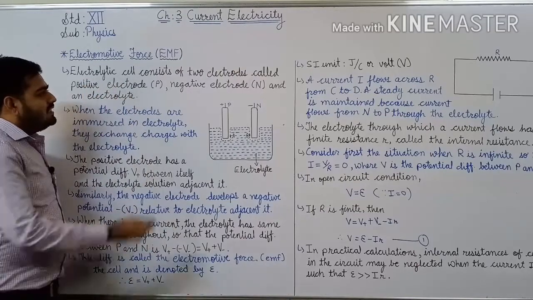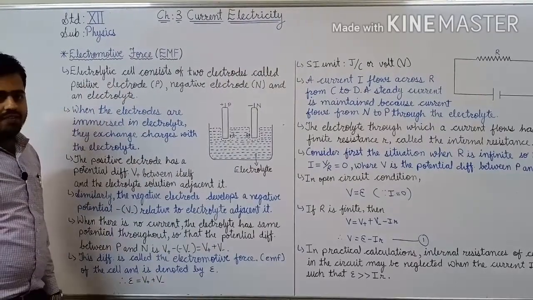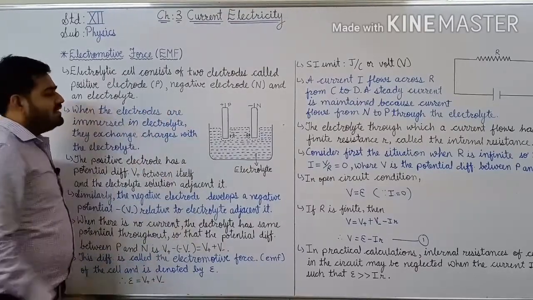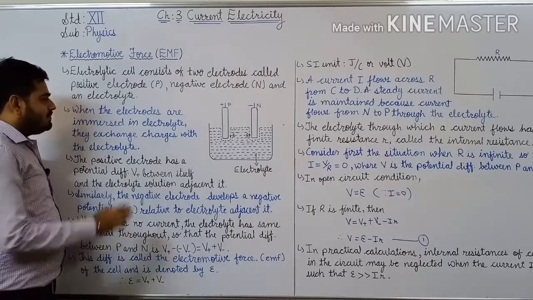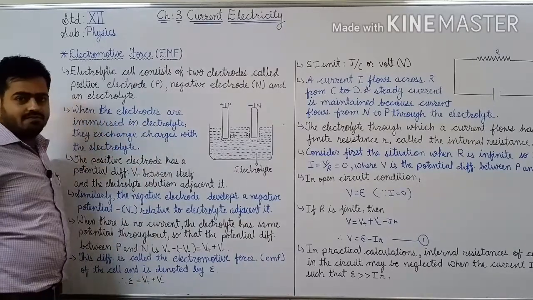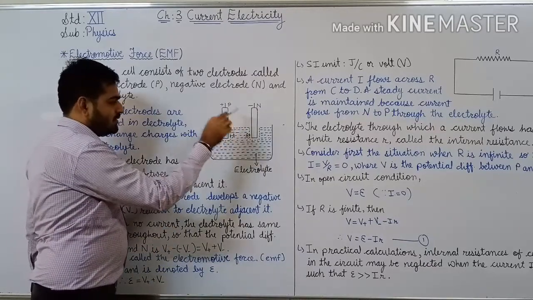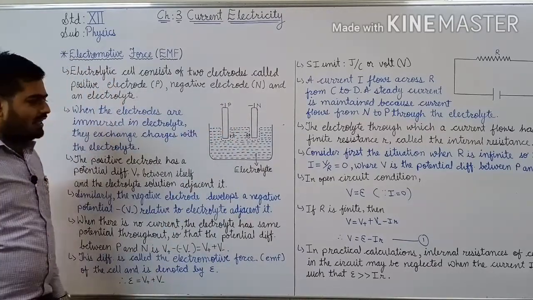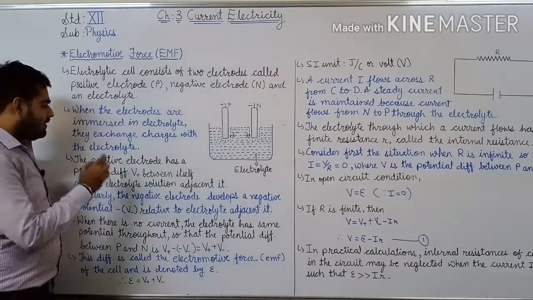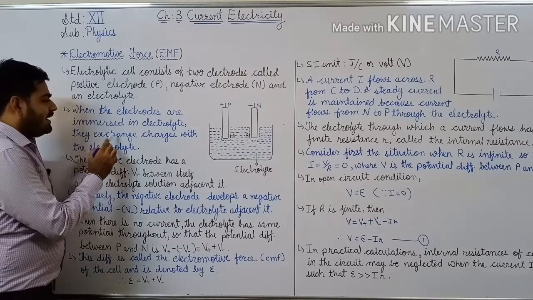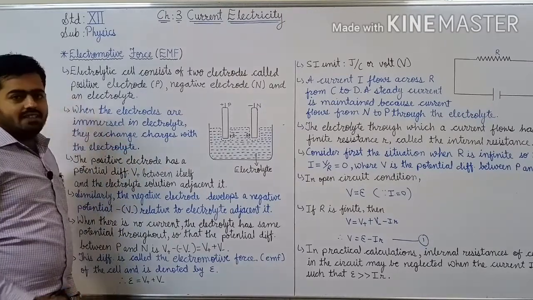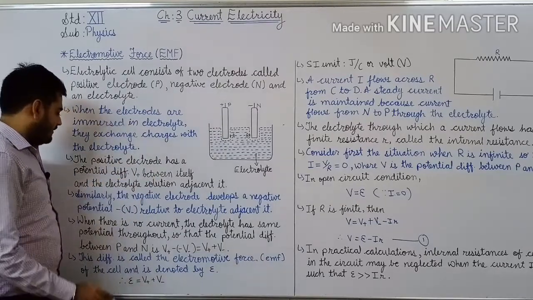An electrolytic cell consists of two electrodes. How many electrodes? Two electrodes, positive electrode and negative electrode, and it consists of an electrolyte. When these two electrodes are immersed in electrolyte, which is nothing but a chemical solution, they exchange charge carriers with the electrolyte.